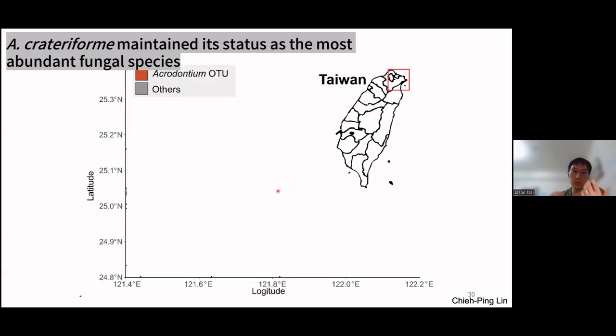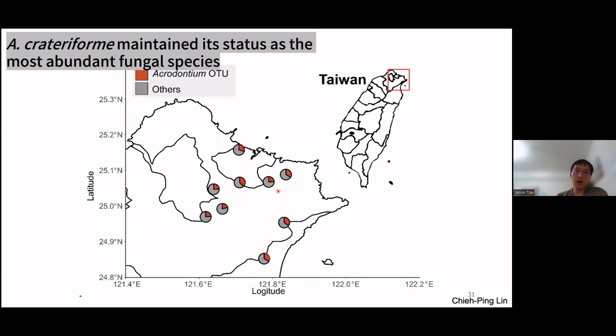And again, to show that our findings weren't restricted to a few locations, we expanded our geographic sampling across northern Taiwan, and it shows again Aquodontium is the most dominant fungus in the microbial community of the mucilage. So this consistency suggests that the Drosera-Aquodontium relationship is not only temporally stable but also geographically widespread.